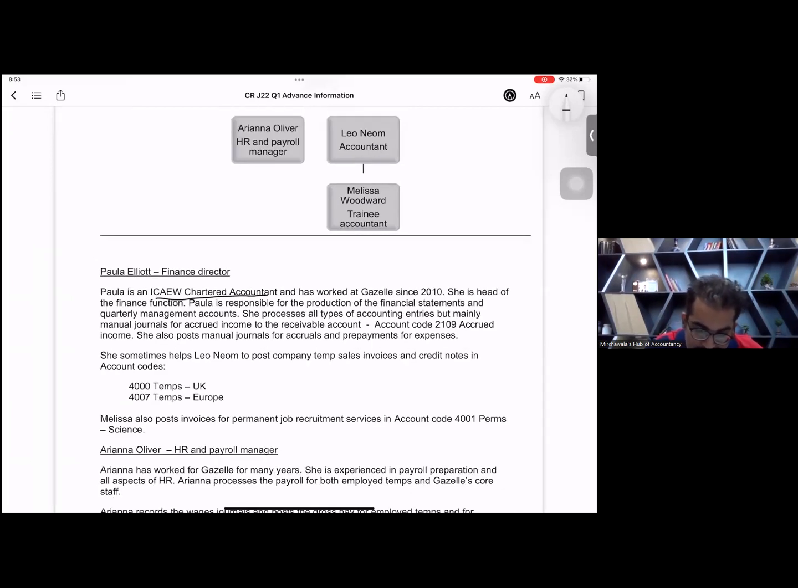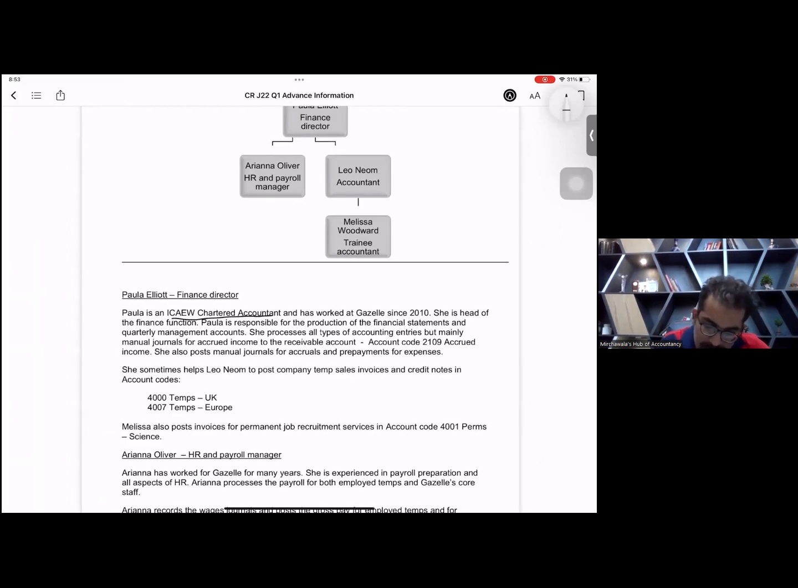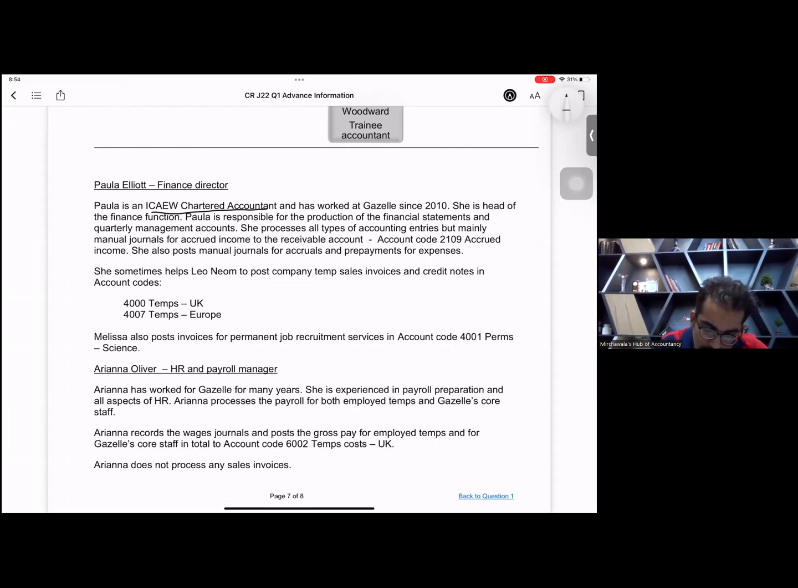The second lady is Arina Oliver. Arina has worked for Gazelle for many years. She's experienced in payroll preparation and all aspects of HR. Arina processes payroll of both employed temps and Gazelle core staff. Arina records the wages journal and posts gross pay for employed temps, and for Gazelle core staff, total 6002.